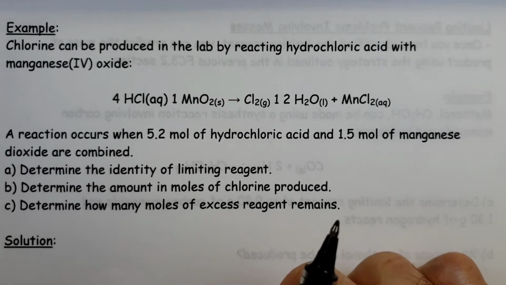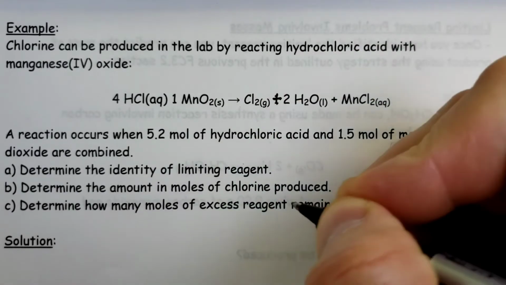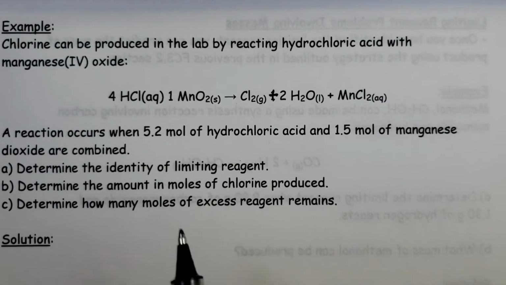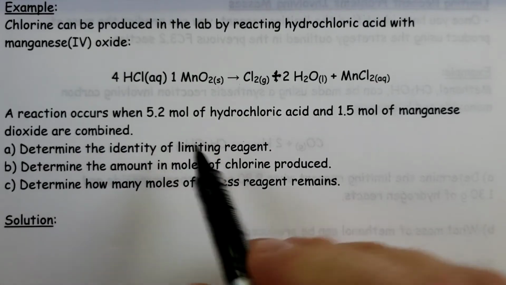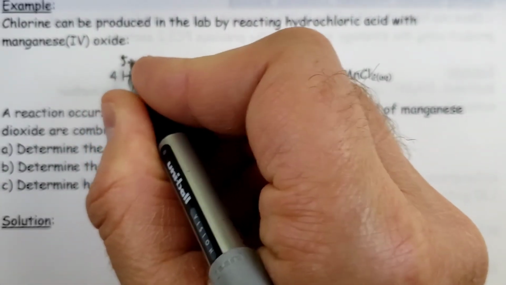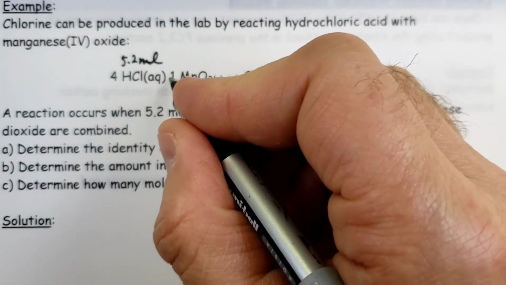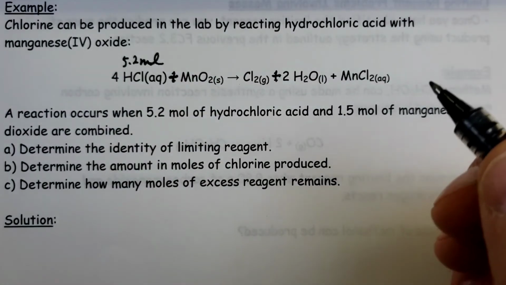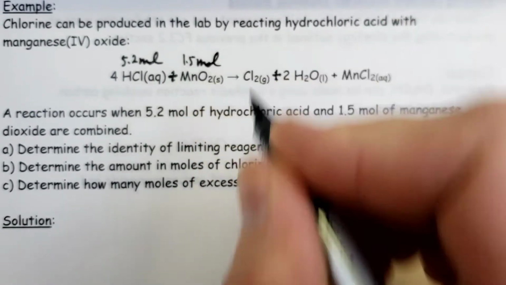So the third one, if you want to pause the video, you could and simply try it yourself. I think there's one little issue here. This should be a plus sign there, so I'm not sure if your sheet had that or not. So chlorine can be produced in the lab by reacting hydrochloric acid with manganese 4 dioxide. A reaction occurs when 5.2 moles of hydrochloric acid, and this should be a plus sign here if your notes show it like that, 1.5 moles of MnO2 are both available.